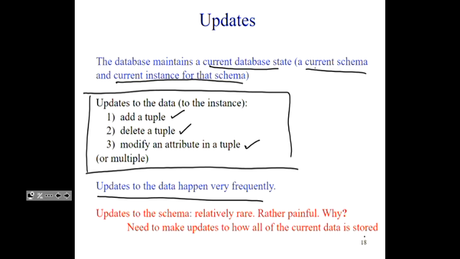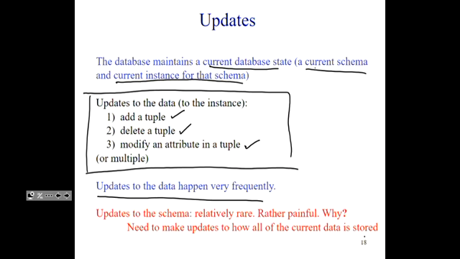Well, you might add a new column or an attribute, you might drop a column or an attribute, you might drop an entire relation. All of these do happen, but they happen much less frequently compared to changes in the data, changes in the instance.